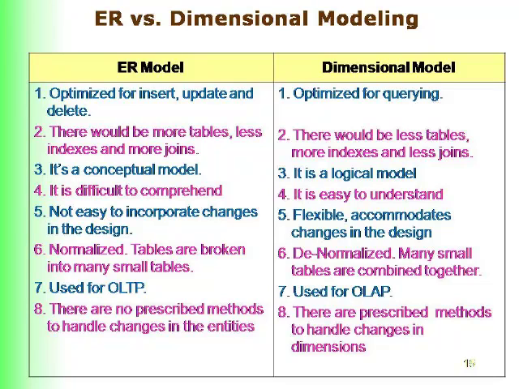ER model is used for online transaction processing systems, whereas dimensional model is used for online data analysis, which we popularly call OLAP, online analytical processing. There are no standard methods to handle changes in the entities, whereas in the dimensional model there are some prescribed methods to handle changes in dimensions. We now look in detail at the dimensional modeling principles.